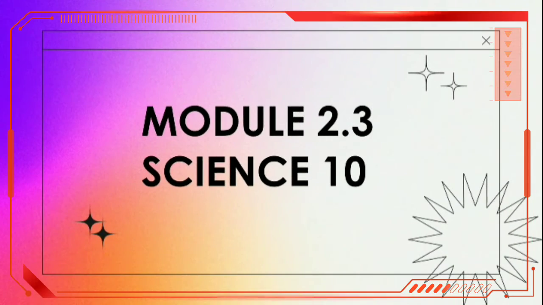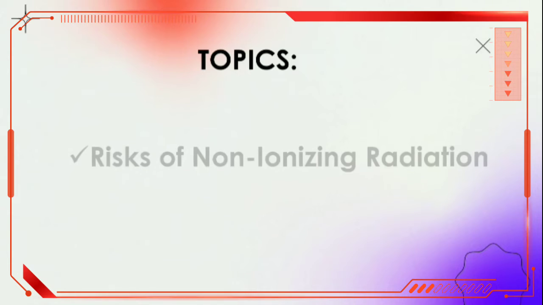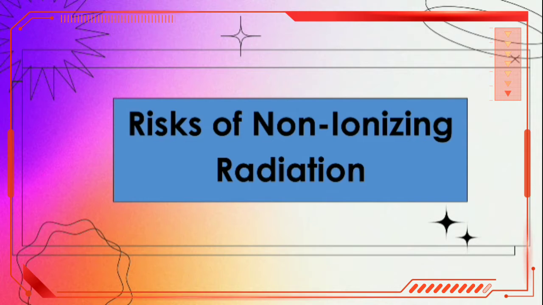Hello, everyone. Welcome to this new learning episode. This is Module 2.3 of Science 10. This module is actually divided into three main topics, but this time we will be focusing on the risk of non-ionizing radiation. Let's begin the discussion about the risk of non-ionizing radiation.